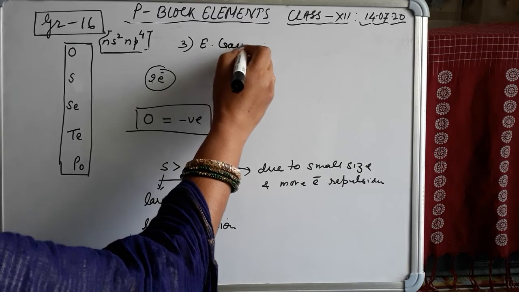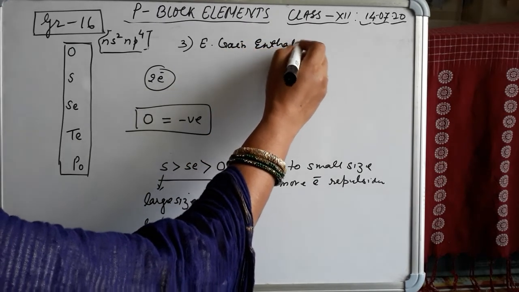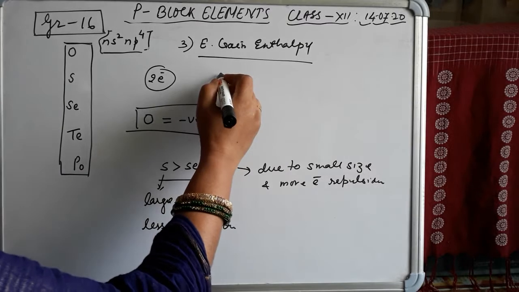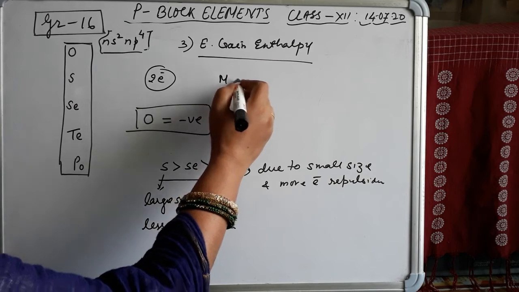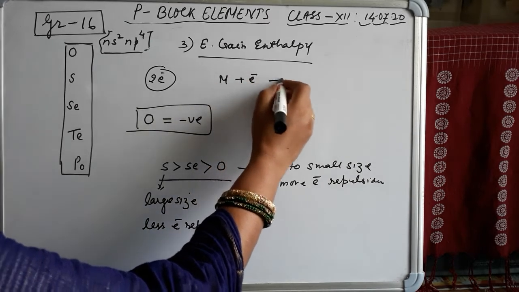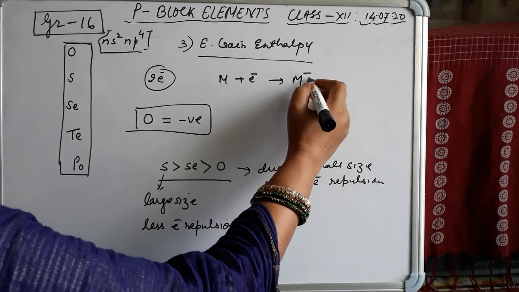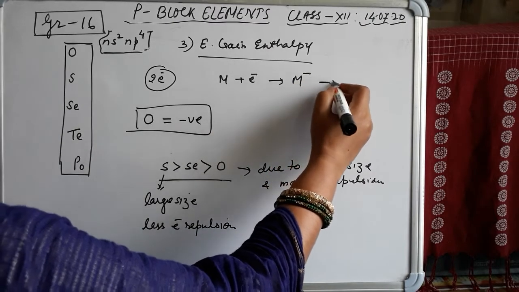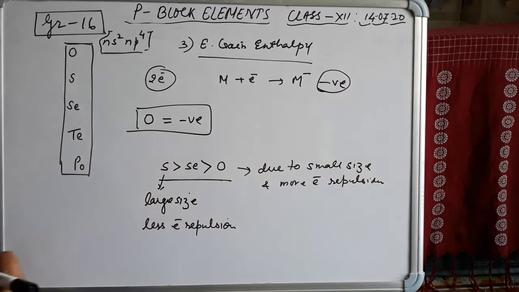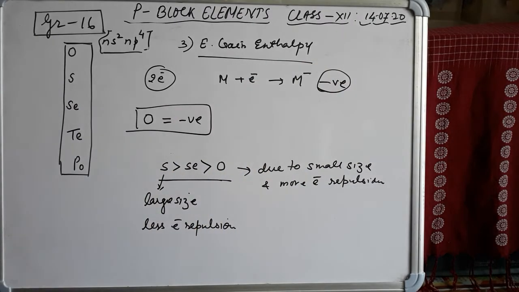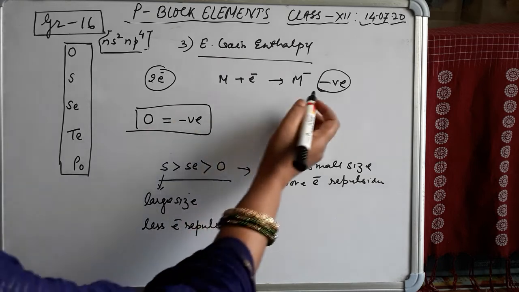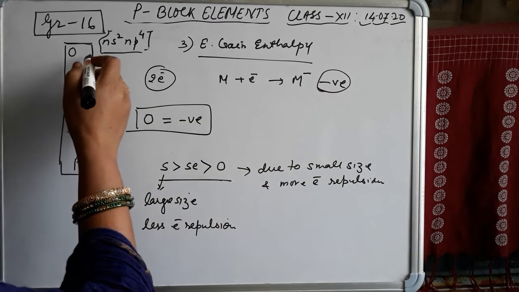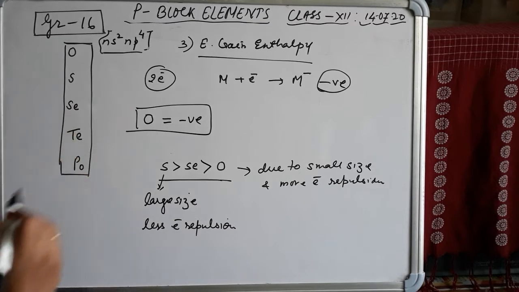electron gain enthalpy. So students, whenever any element tries to accept an electron, suppose this is element M, and when it accepts one electron, it becomes an ion, and the amount of energy is released. Whenever a gaseous isolated atom accepts an electron, it releases energy, and this is called the electron gain enthalpy. The negative value decreases because the size of the atom increases.